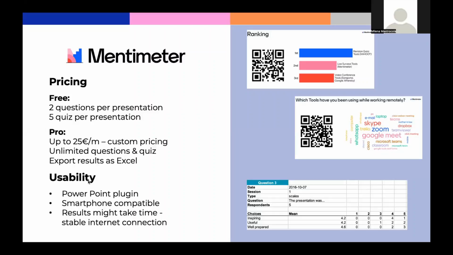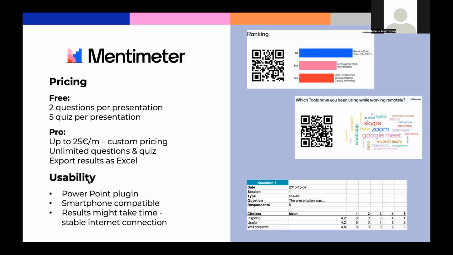And regarding the Pro version, where you don't have all these annoying things, it would cost up to 25 euros per month. So there are really lots of different pricing models with incremental price. The more functions you want, the more you have to pay. And they also offer a custom pricing for firms who want even further functions, for example, more than 2,000 participants. And for the 25 euro version, you have unlimited questions and quizzes.